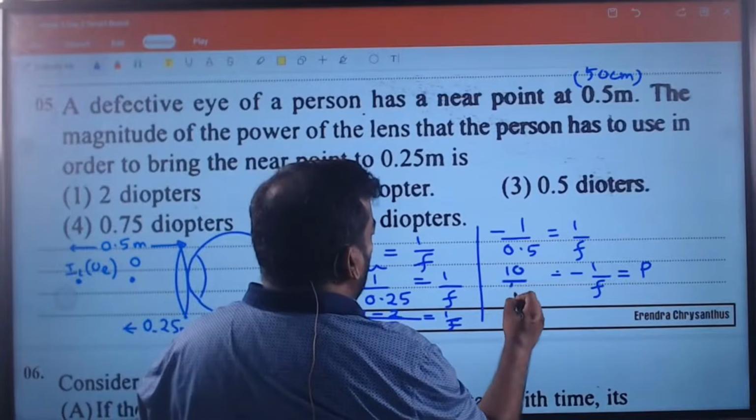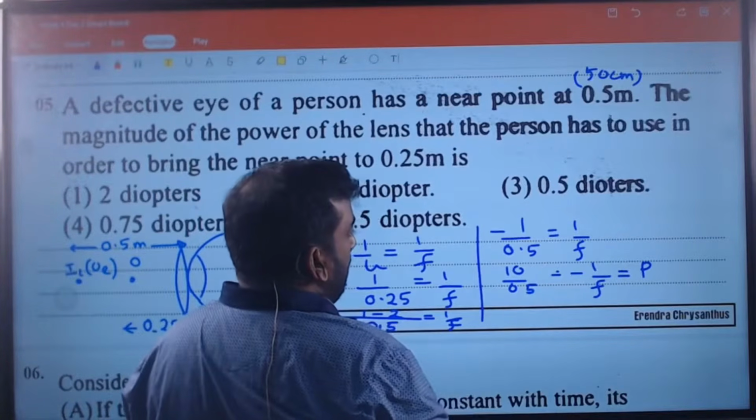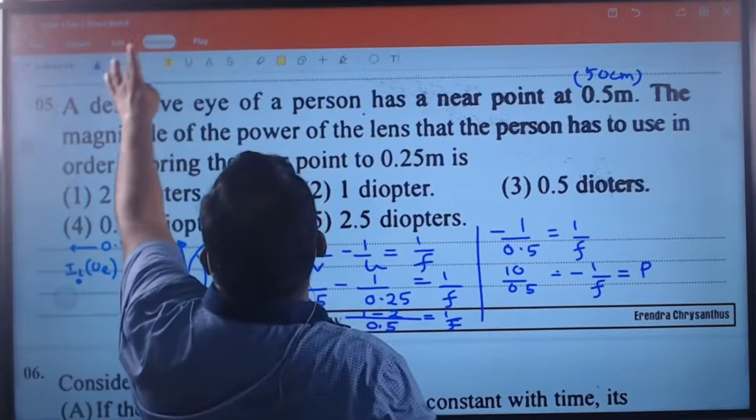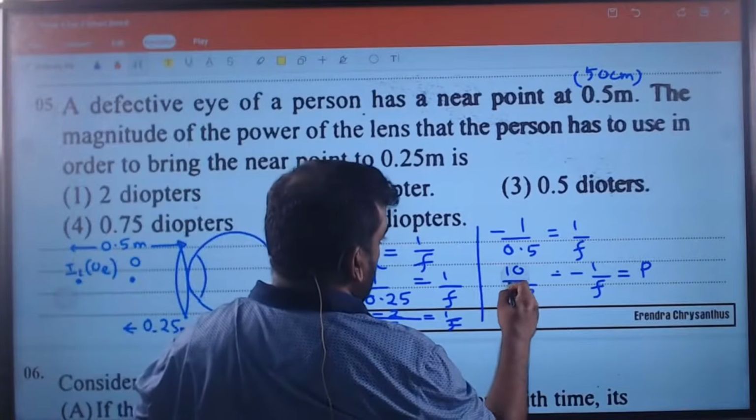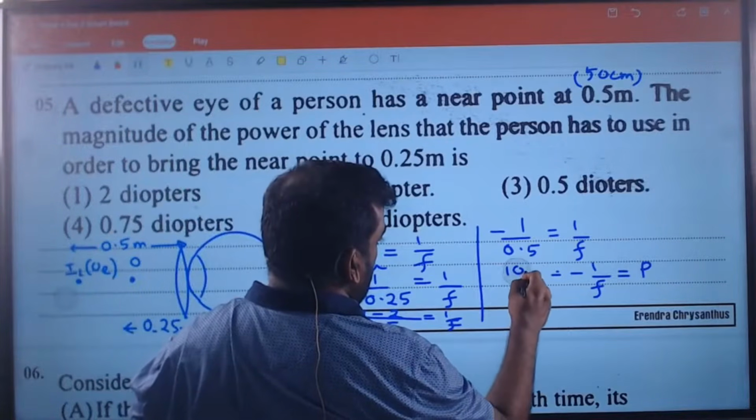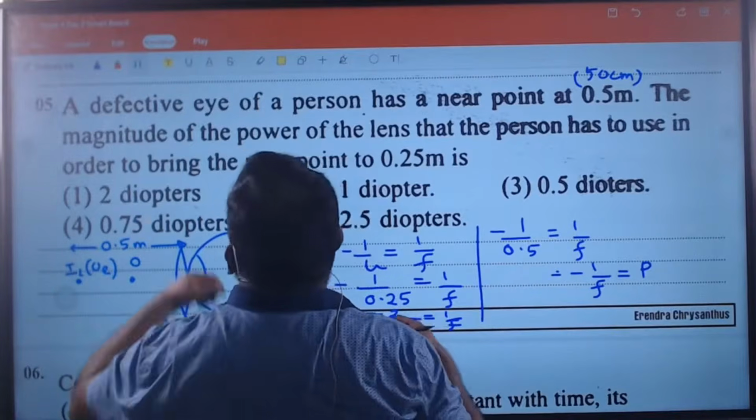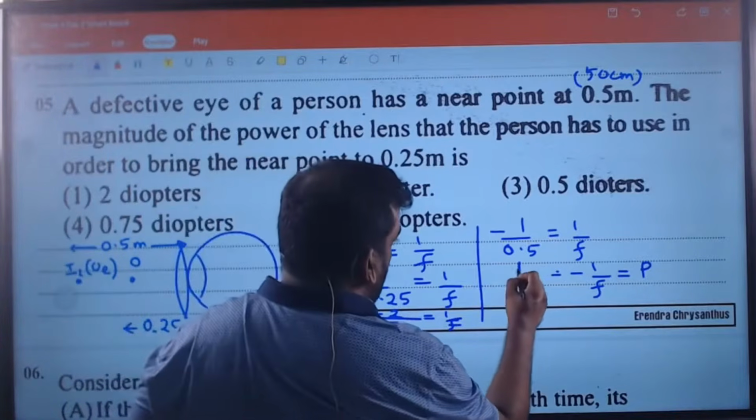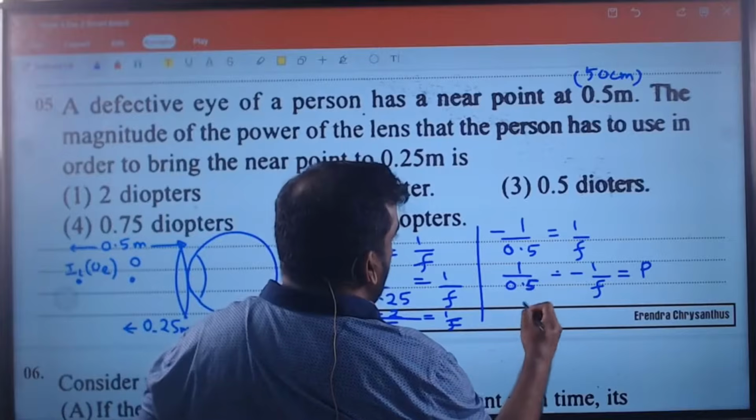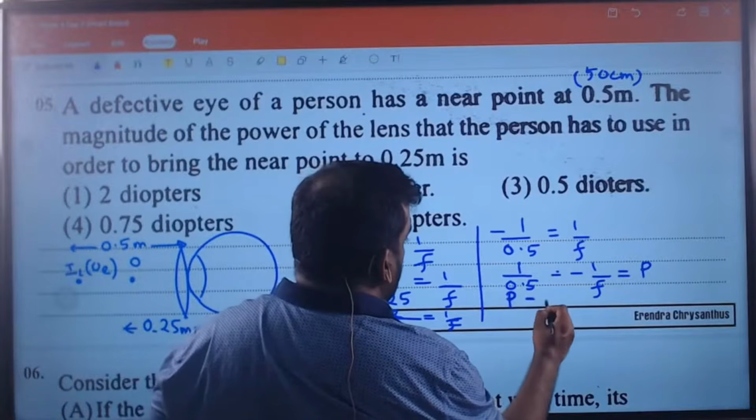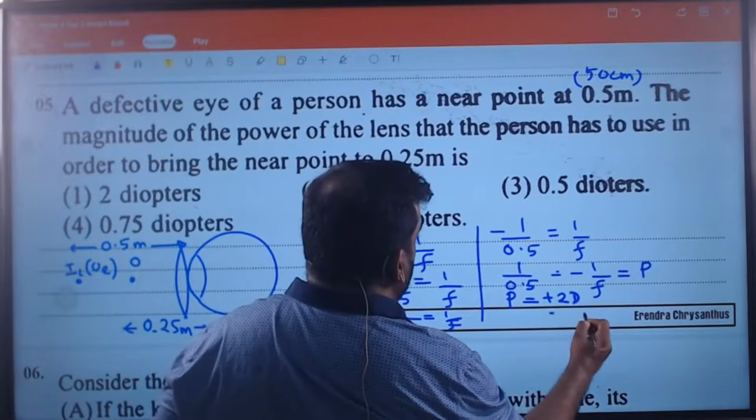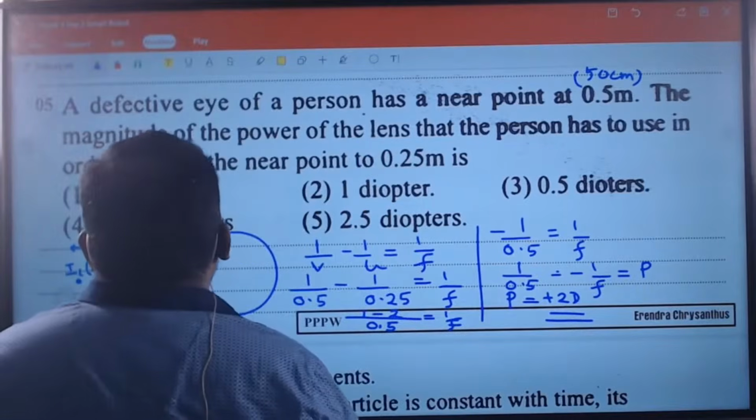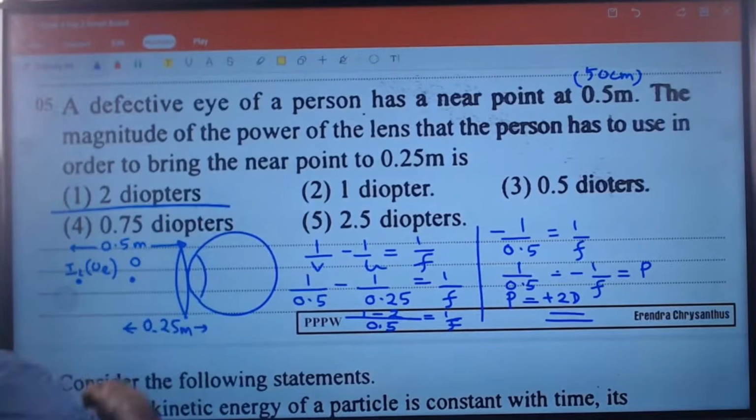10 divided by 0.5, 10 divided by 5. Simplify this. 1 divided by 0.5 is 10 divided by 5. Power is equal to plus 2 diopter. Plus 2 diopter means answer is answer number 1.